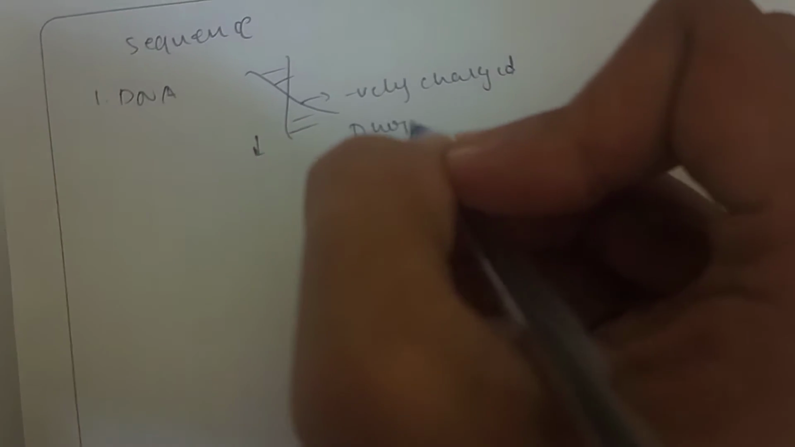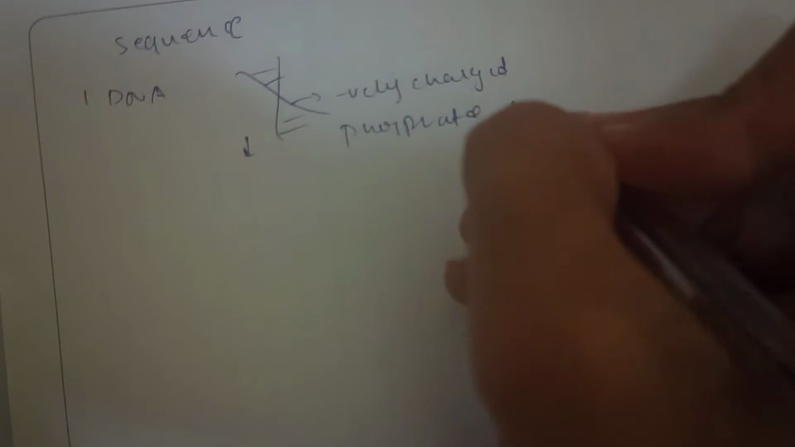Sequence, okay? First you know DNA, okay? DNA is a double helix structure. Later, you know it's negatively charged because the phosphate group is present, which gives it a negative charge. Okay? Later, the second step is that we just consider this a double helix DNA.